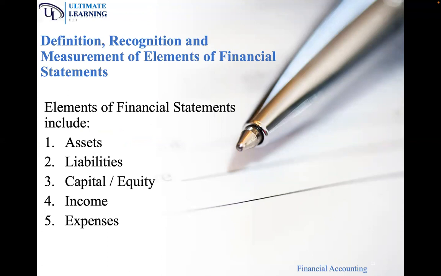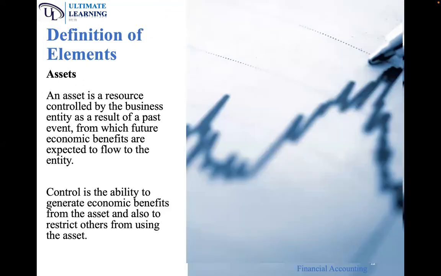The third scope item after the qualitative characteristics is definition, recognition, and measurement of elements of financial statements. What are the elements of financial statements that we need to define, to recognize, and to measure? There are 5 elements of financial statements, which are assets, liabilities, capital or equity, income, and expenses. So let's start by defining these elements.